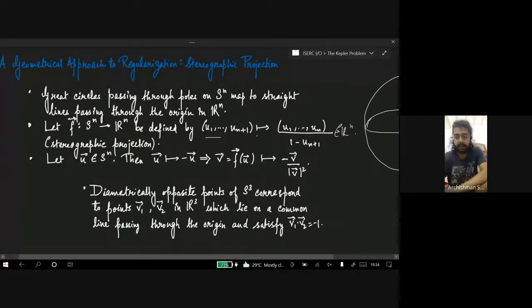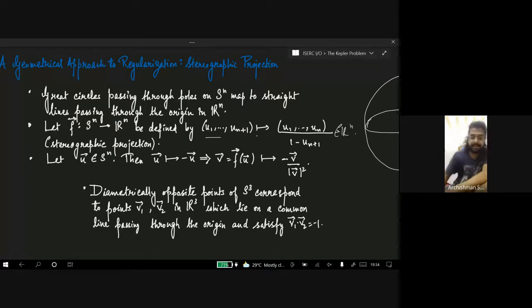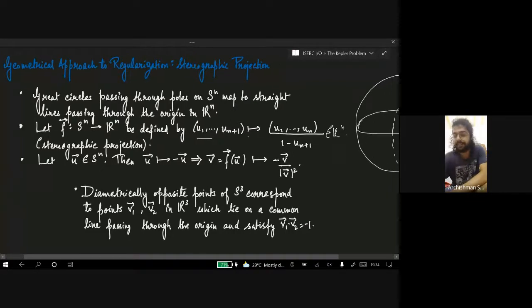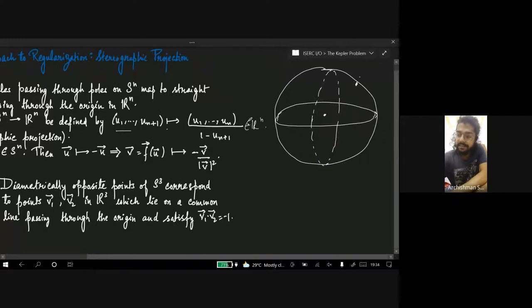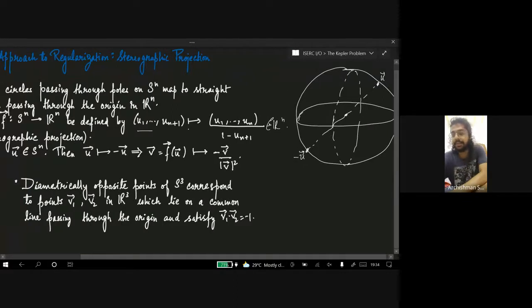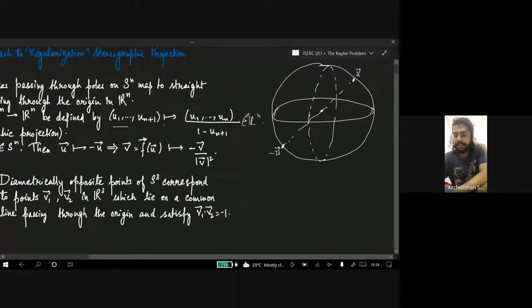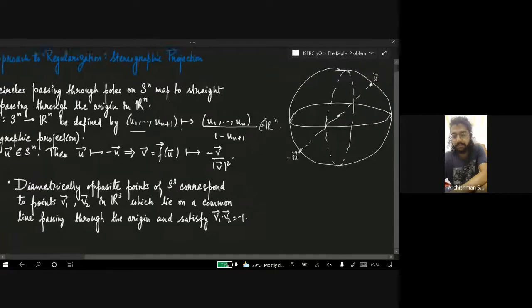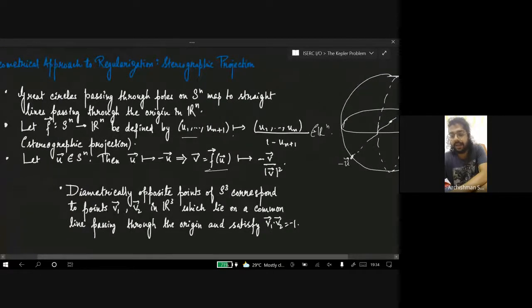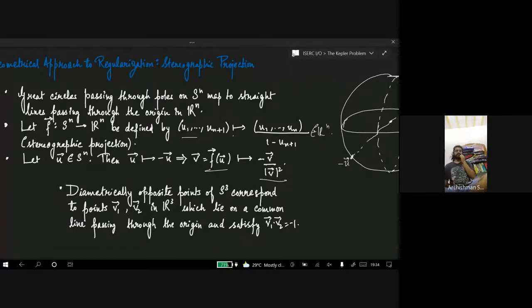You can work this out, and I'm not going to do this, despite what Krishna says. You can work this out that on the sphere, if I take some point u, and I take the diametrically opposite point, which is minus u. So if I send the point u to minus u, then the image of f goes to the point minus v by norm of v squared, if v is the image of f.